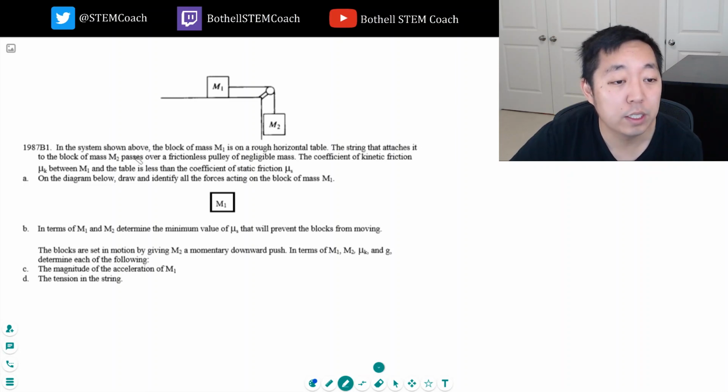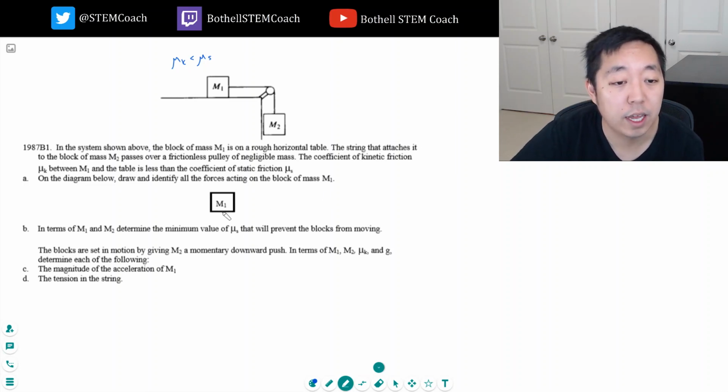So in the system shown above, a block of mass M1 is on a rough horizontal table, so there's friction because it's rough. The string that attaches the block of mass M2 passes over a frictionless pulley of negligible mass. The coefficient of kinetic friction, mu k, between M1 and the table is less than the coefficient of static friction, so mu k is less than mu s. On the diagram below, draw and identify all forces acting on the block of mass M1.